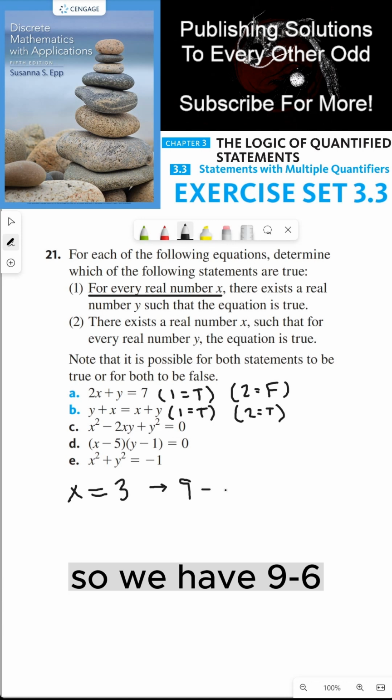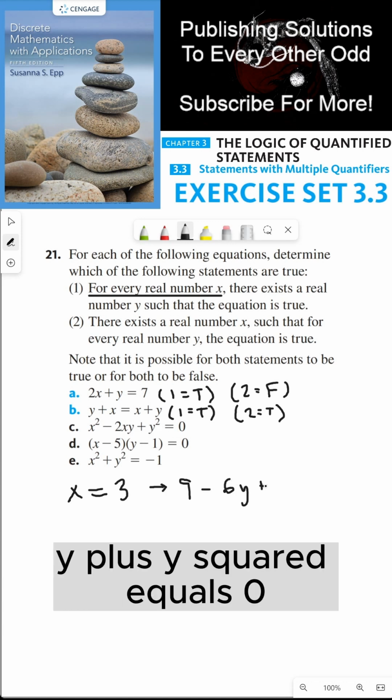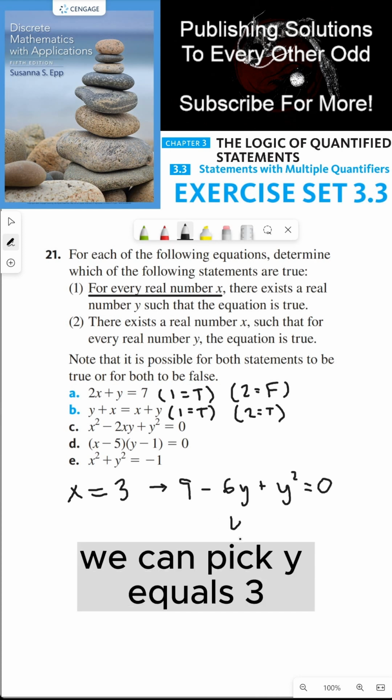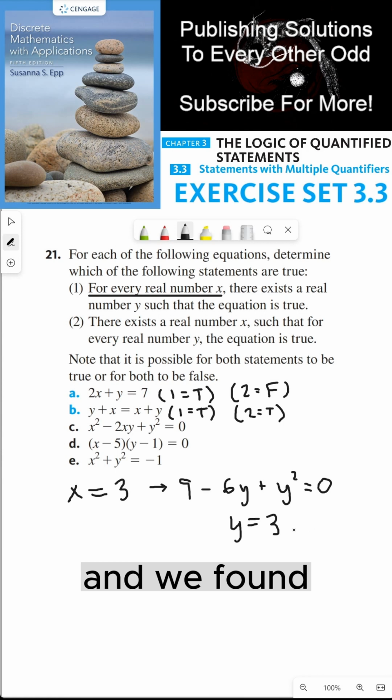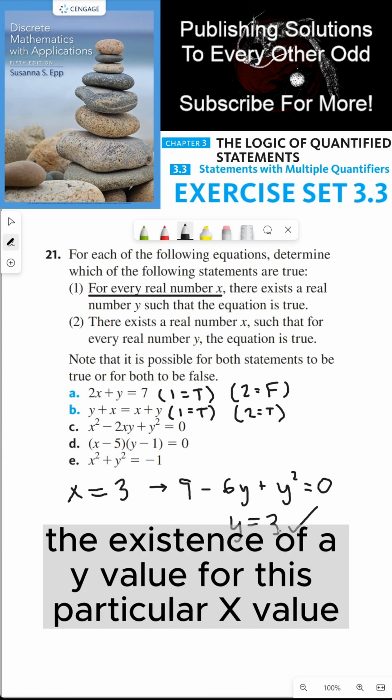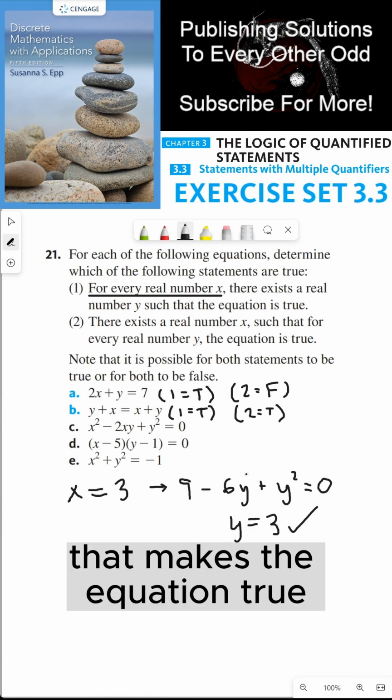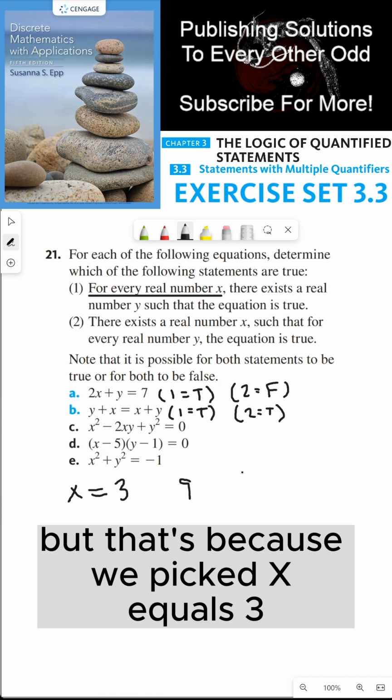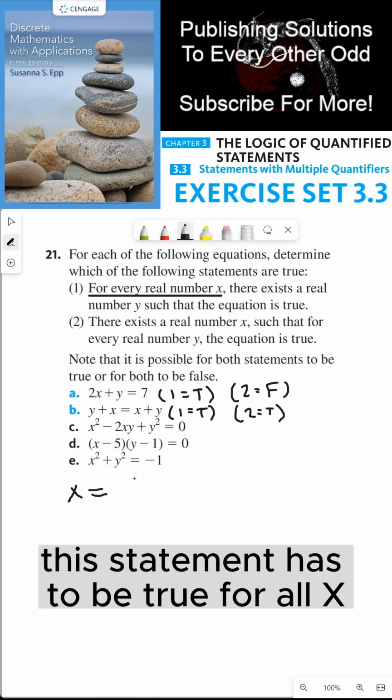So we have 9 minus 6y plus y squared equals 0. Well, in this case, we can pick y equals 3, and we found the existence of a y value for this particular x value that makes the equation true. But that's because we picked x equals 3. This statement has to be true for all x.